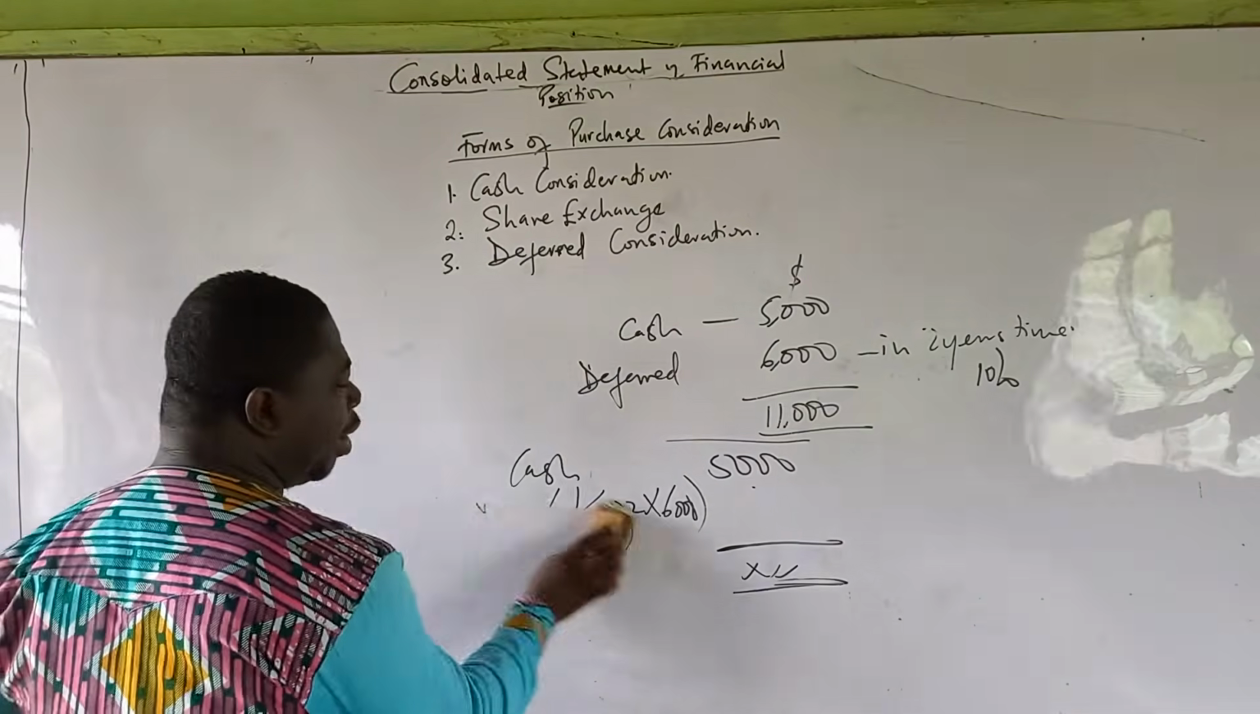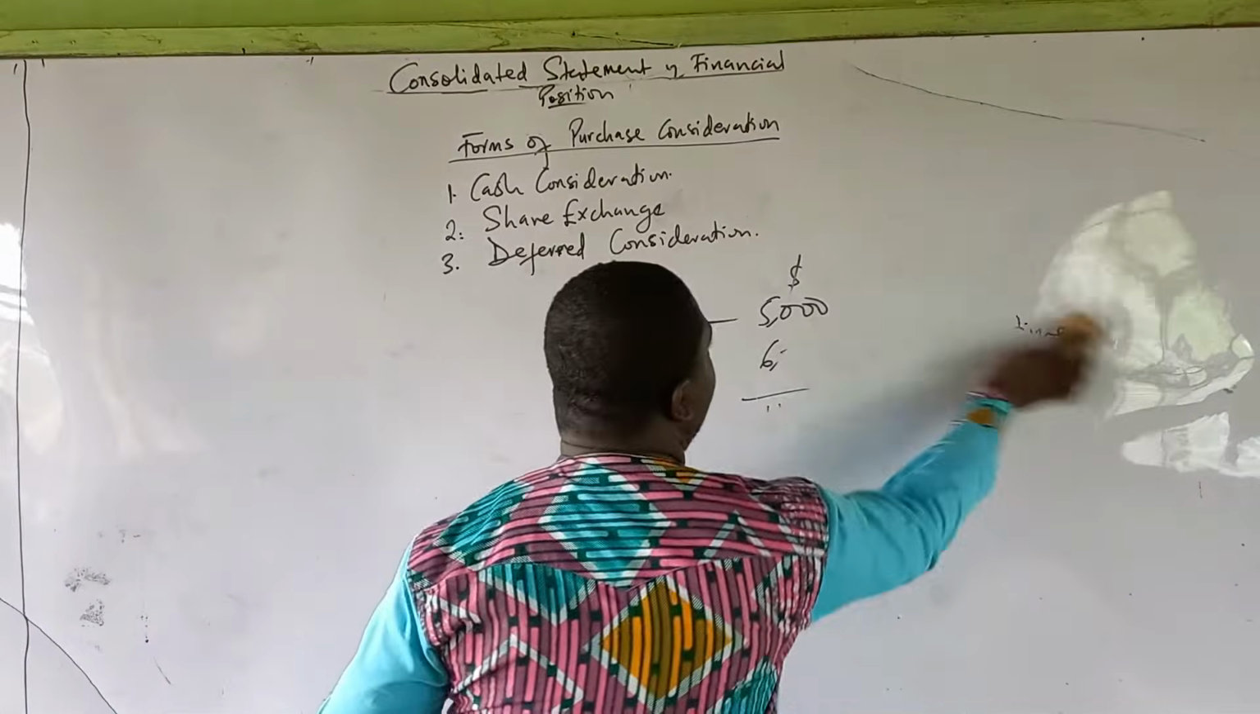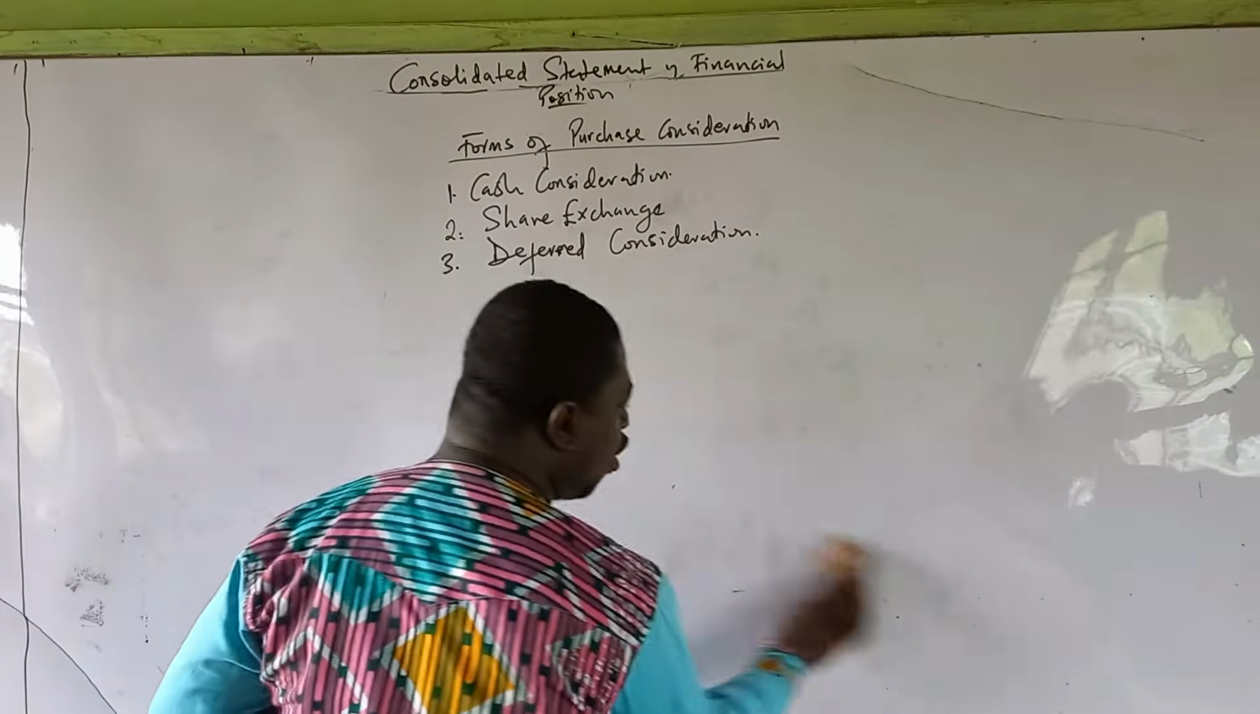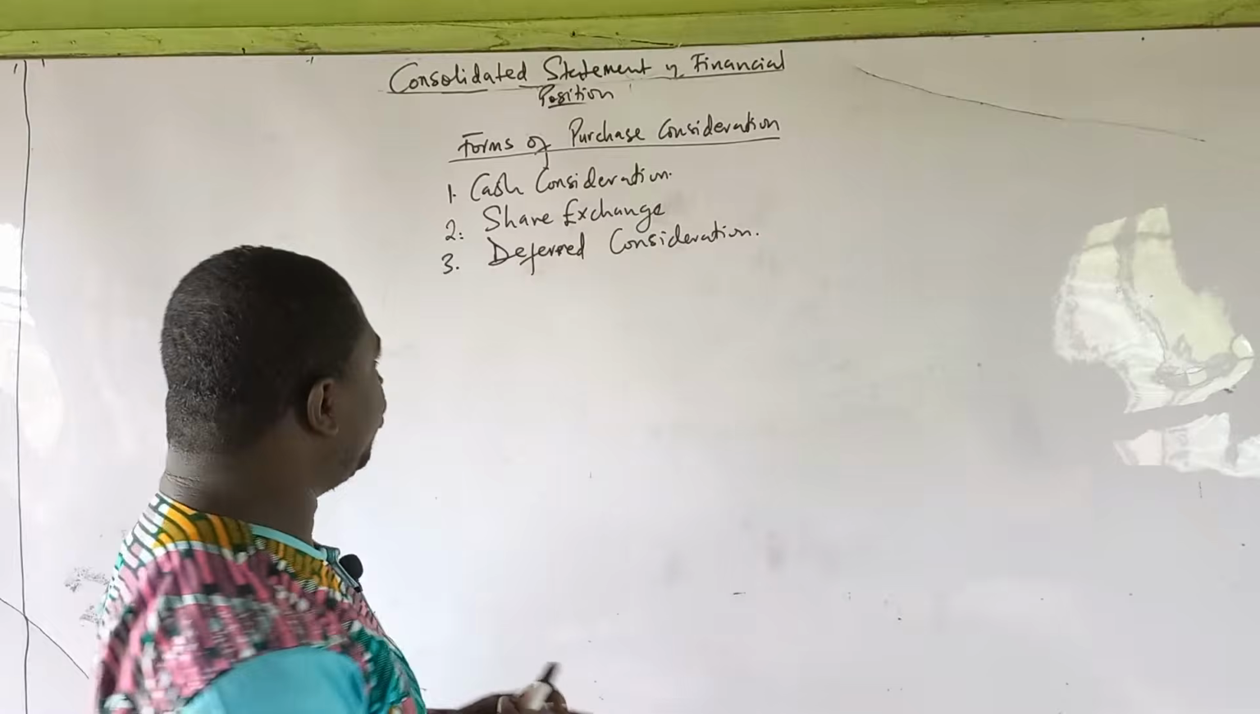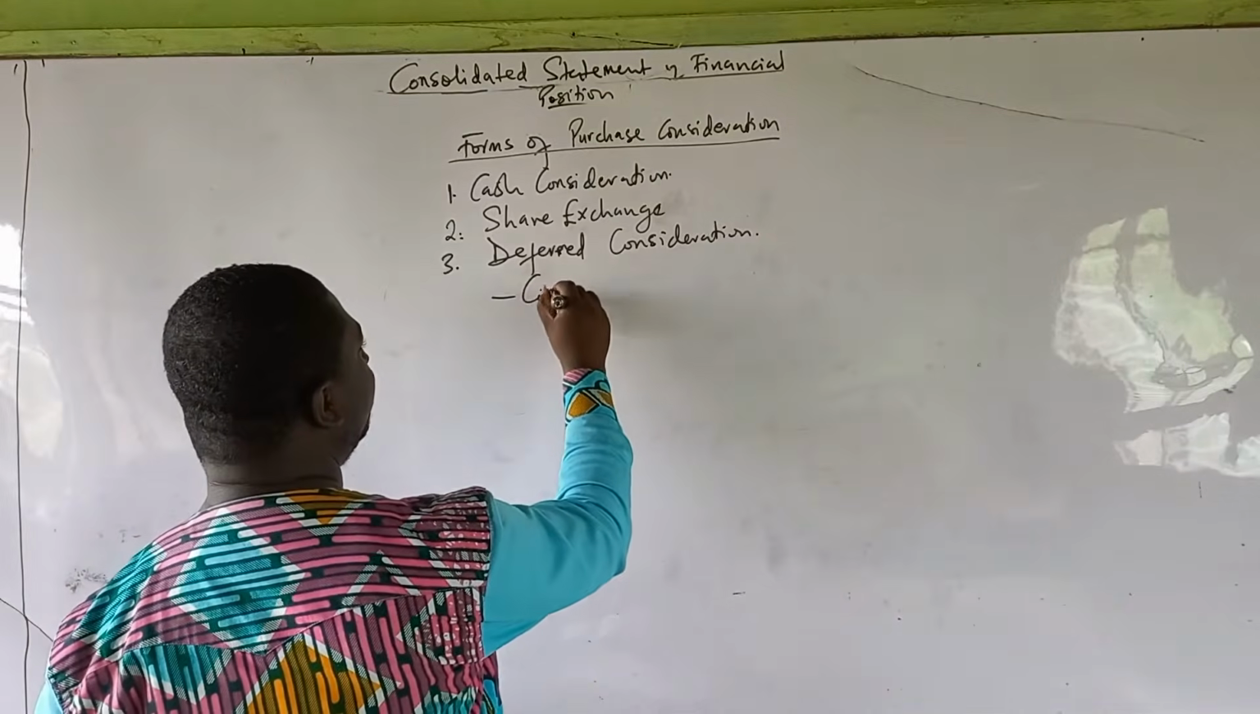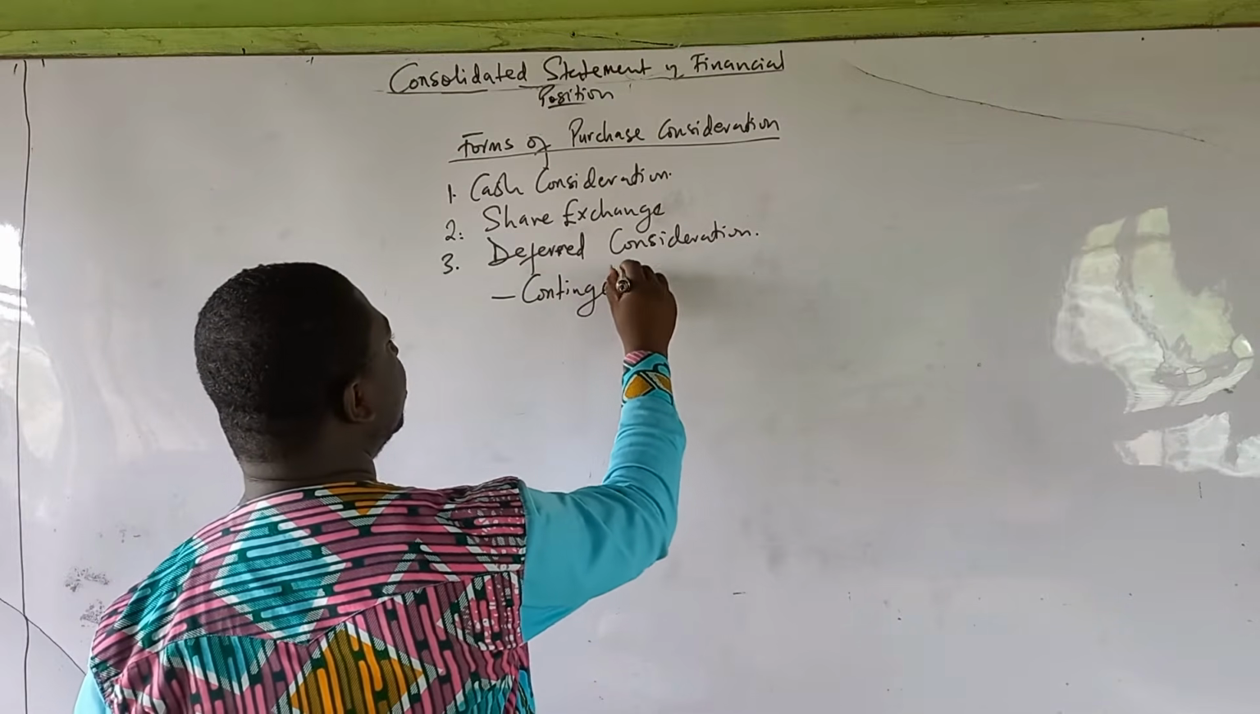Now, before I talk about discounting and unwinding, let us also talk about something called contingent consideration, which I see to be part of deferred consideration. Contingent consideration.